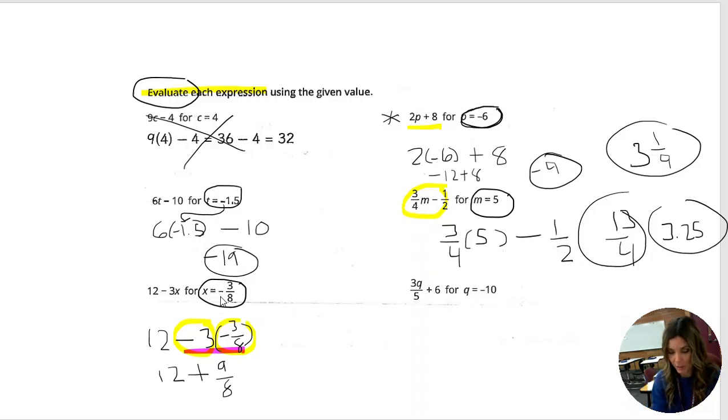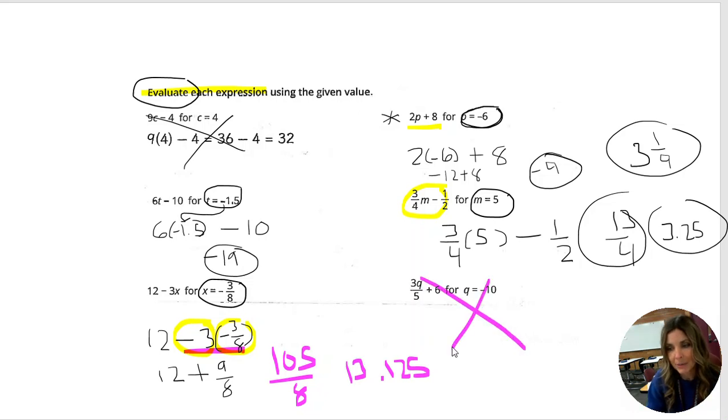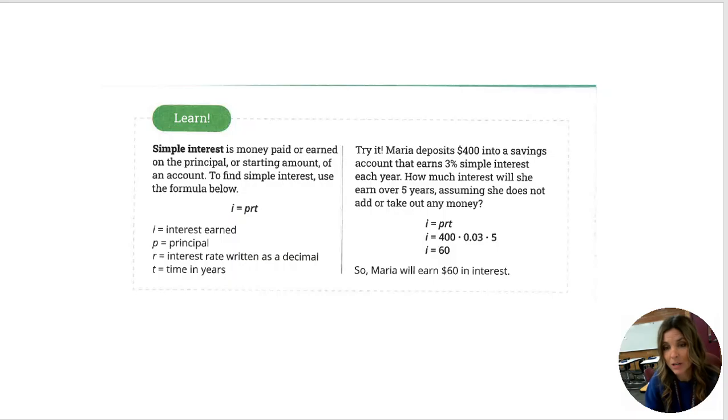So if I take 12 and I add 9/8, then I'm going to get 105/8 as a decimal. That's going to be 13.125. Okay, and then we're going to go ahead and just skip this last one, and we are going to move to the next part of your notes, which is simple interest.